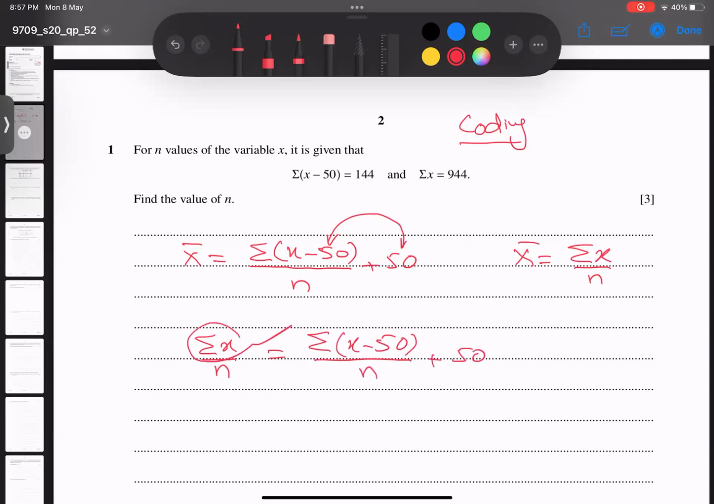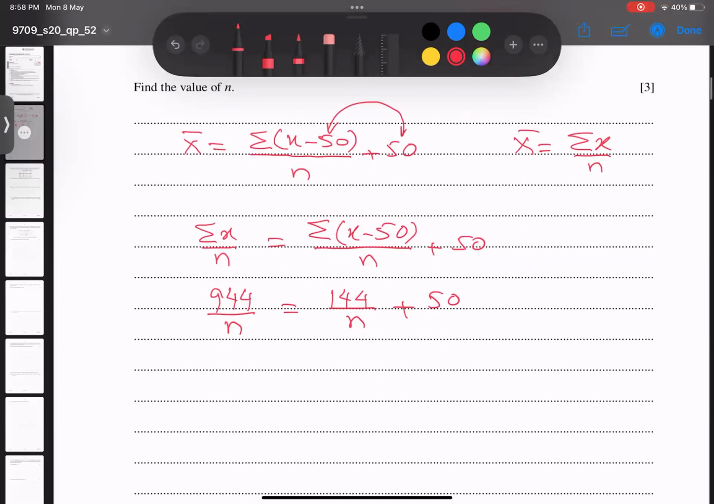Now for this value I will use 944, and the n value is unknown. And this value given is 144, and again the unknown, plus 50. Now we simply solve algebraically and get the answer.